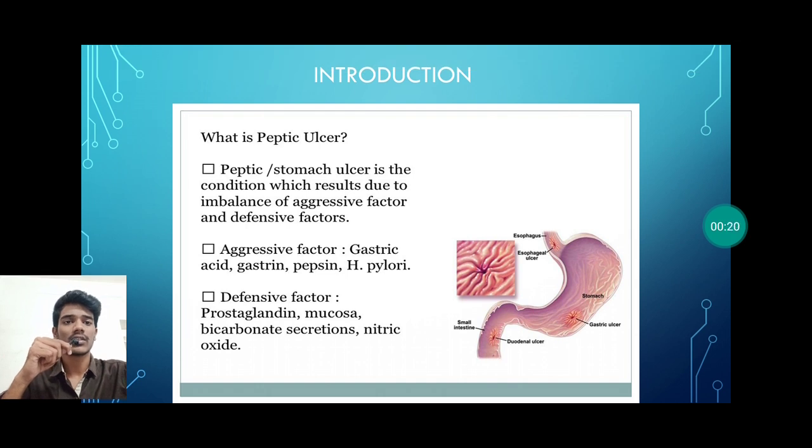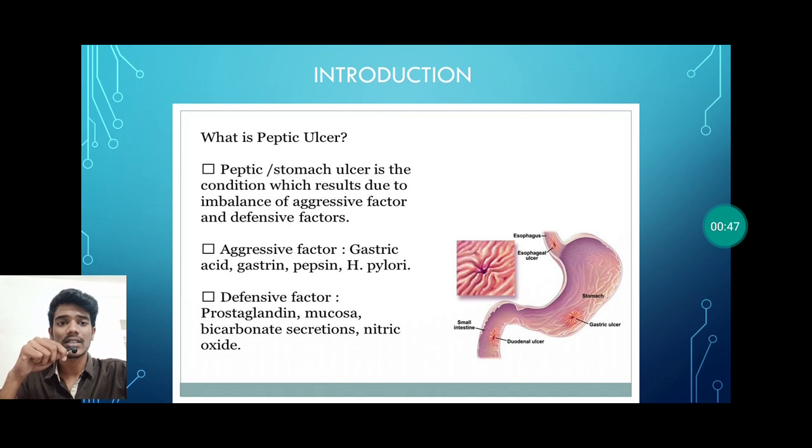First, what is the introduction? What is peptic ulcer? Peptic ulcer is a condition which results due to imbalance of aggressive factors and defensive factors. Now see what are aggressive factors and defensive factors. Aggressive factors are those which are responsible for causing irritation or loss of gastric mucosa, and defensive factors are those which are responsible for protecting the gastric mucosa.